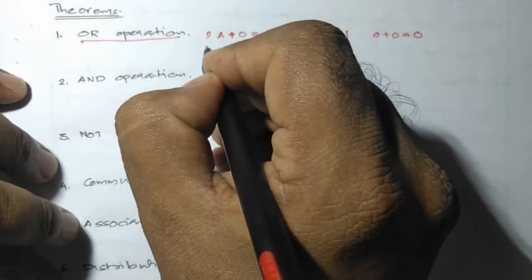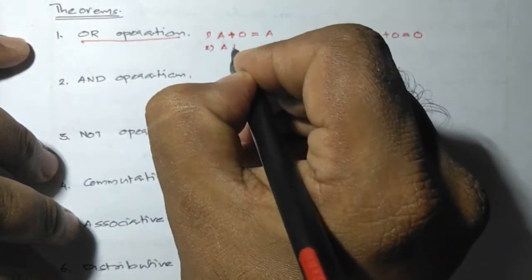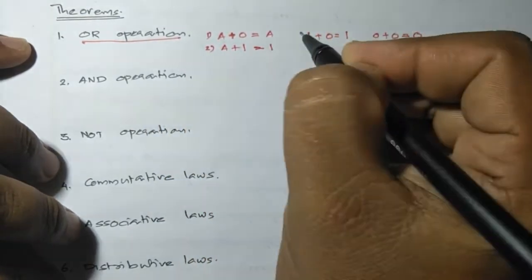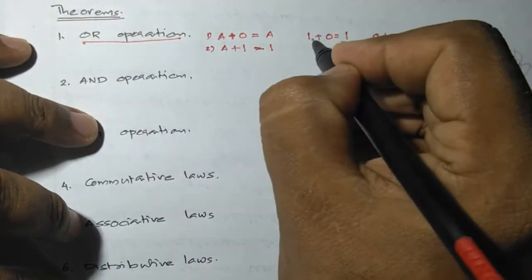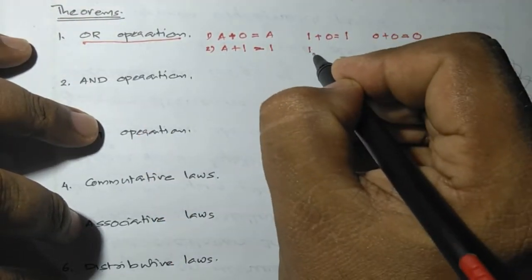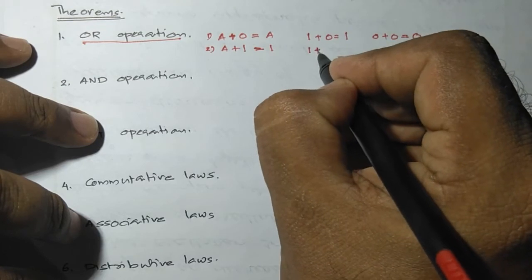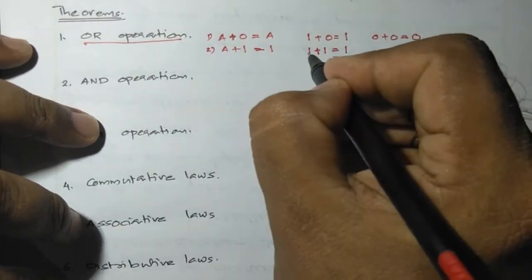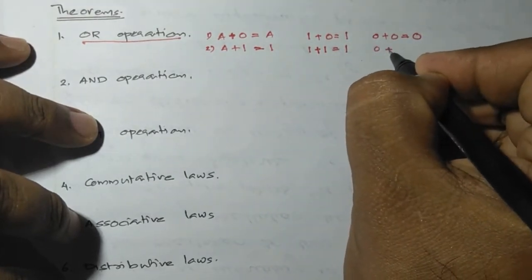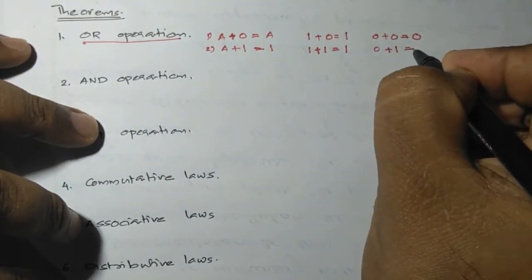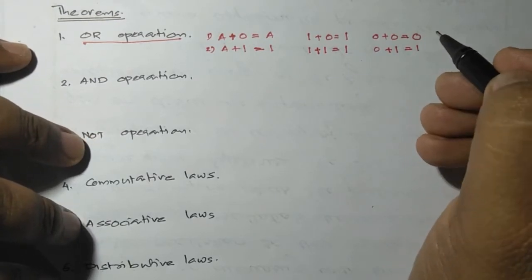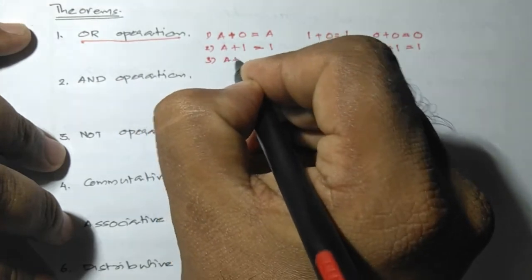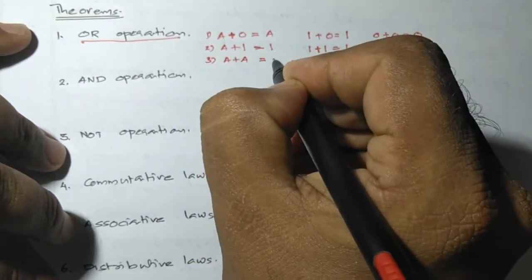Then the second theorem is A OR 1 will always be 1. If A is, say, 1, then 1 ORed with 1 will give you 1. If A is 0, when it is ORed with 1, you will get a 1. This is how it works. Then the third theorem is A OR A will be A.